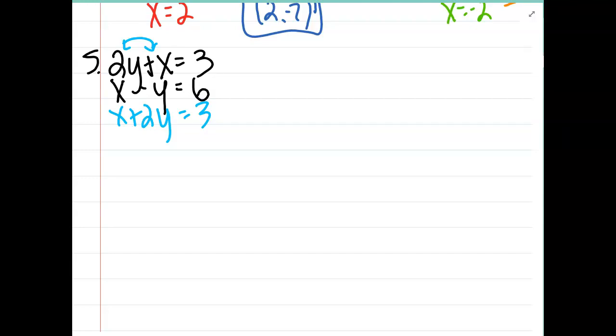Now, is anything going to cancel out as it is? So now we're working with these two equations here. Is anything going to cancel out here? No. So we've got an x and an x, right? One of them needs to be a negative x. So in that second equation, if I do negative x, yes.